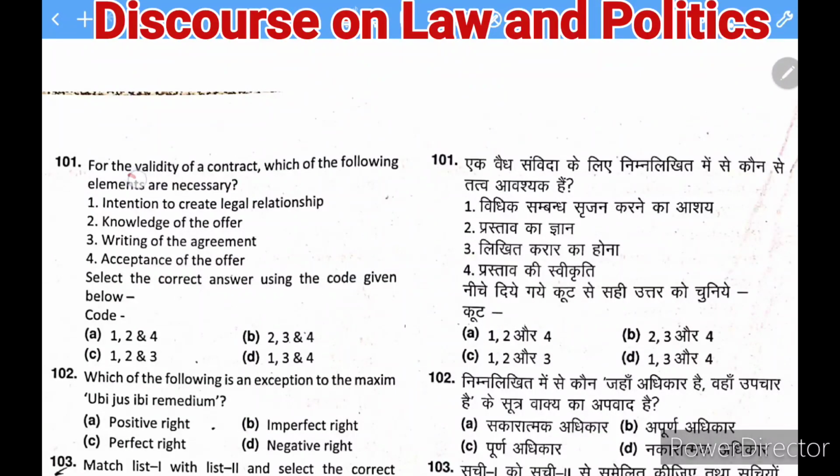The next question is about the validity of the contract: which of the following elements are necessary? The options given here: intention to create legal relationship. Yes, it is the correct option. Then knowledge of the offer. Yes, it is also to be there. Writing of the agreement is not essential. Acceptance of the offer, it is also essential. So what you find here is that only 1, 2 and 4 are essential. Therefore the answer to this question is 1, 2, 4. This is the correct one.